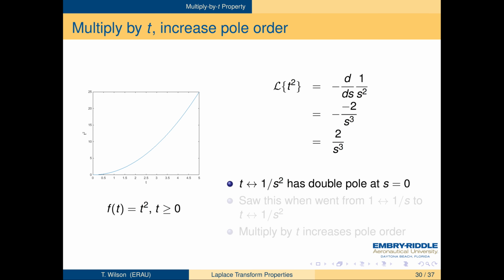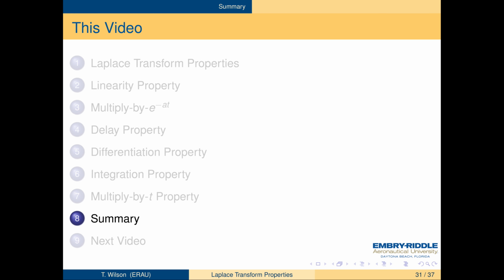The Laplace transform of t had a double pole at s equals 0. The Laplace transform of t squared has a triple pole. The order of the pole increased by 1. We saw this previously when we went from the Laplace transform of 1, which was 1 over s, to the Laplace transform of t, which is 1 over s squared. Multiplying by t increases the order of existing poles. On the homework, you'll show that the Laplace transform of t times an exponential waveform increases the order of the pole at the exponential rate so that the Laplace transform of t e to the minus alpha t is 1 over s plus alpha squared.